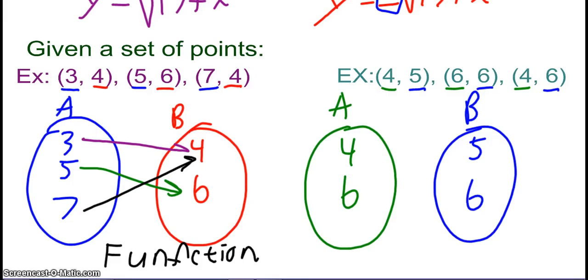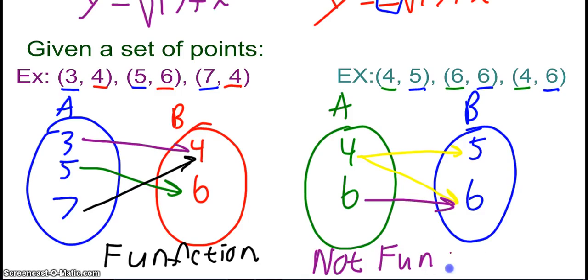But what's important to see is that 4 goes to 5 and 4 goes to 6. 6 also goes to 6, but what is causing this to not be a function and to just be a relation is the fact that 4 goes to both 5 and 6. So therefore, this is not a function.